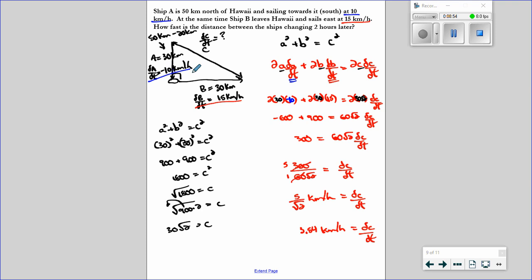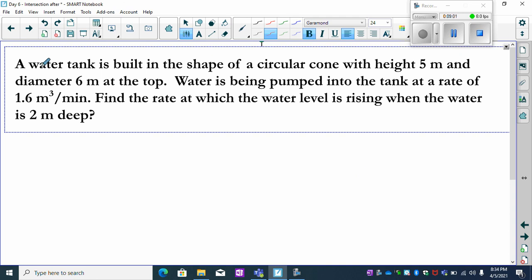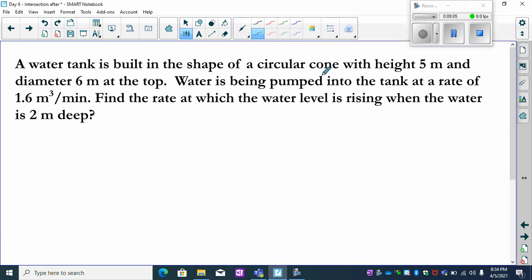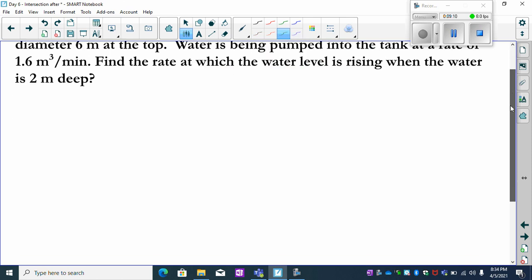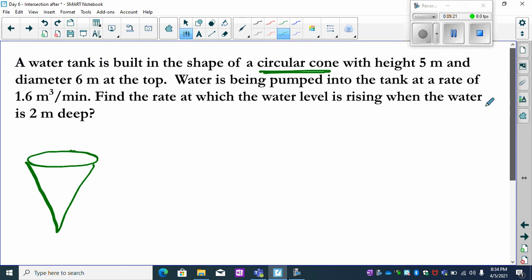Okay. On to the next one. This one's a water tank, and it's built in the shape of a circular cone. So this is important. All right. Draw a little picture. Here's what a cone looks like. It's kind of like a party hat or one of those little cups you get at the water cooler. All right. It's got a height of 5 and a diameter of 6.